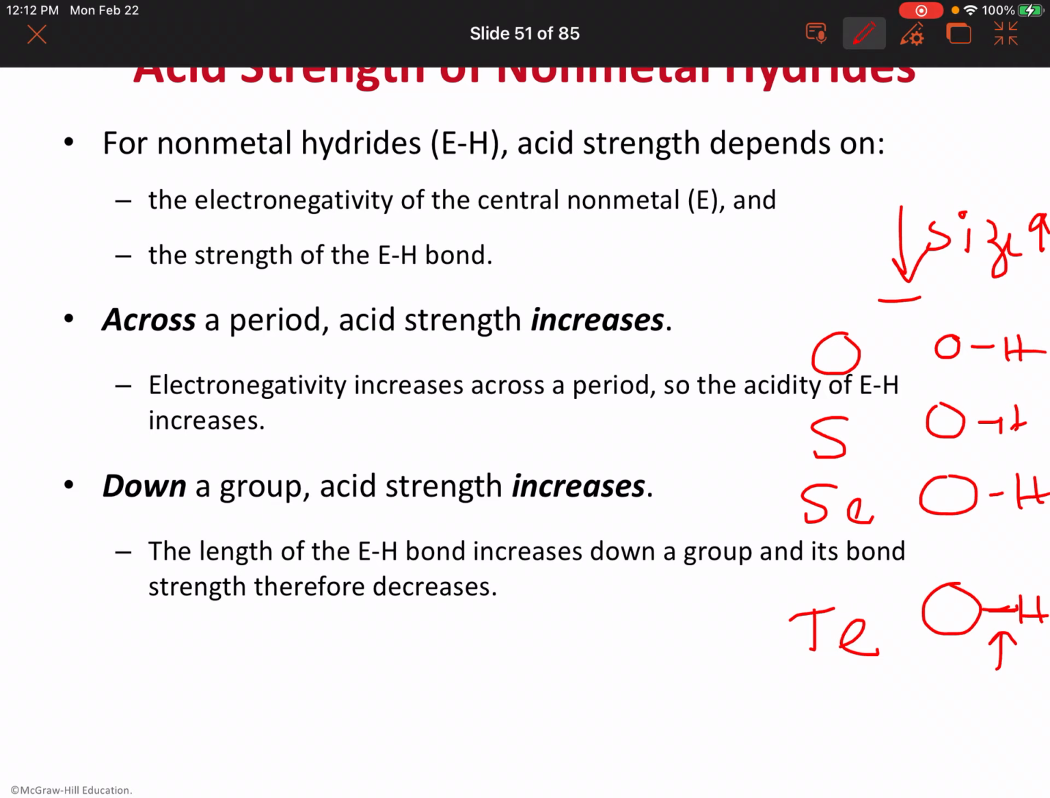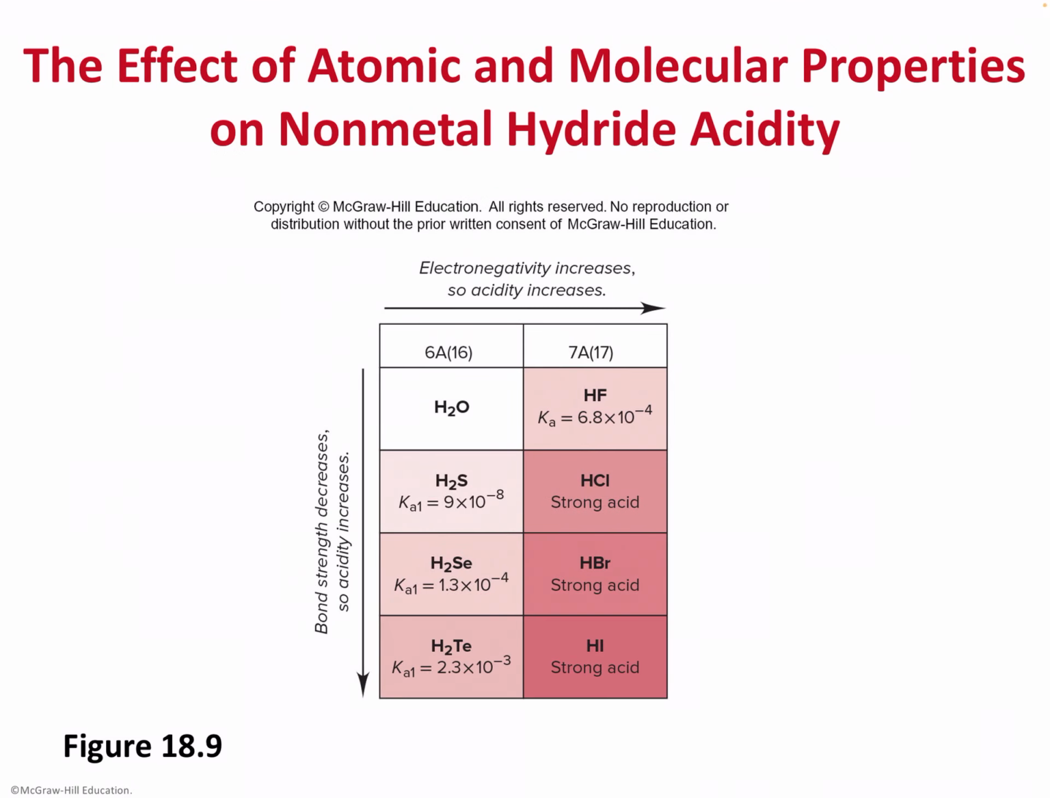If the bond strength decreases, it's easy for hydrogen to move away from the atom and break the bond. So you can see the length of the metal-hydrogen bond increases down a group, and its bond strength therefore decreases. As a result, as you go down the group, acid strength increases. Okay. Now you can see that with numbers in this table.